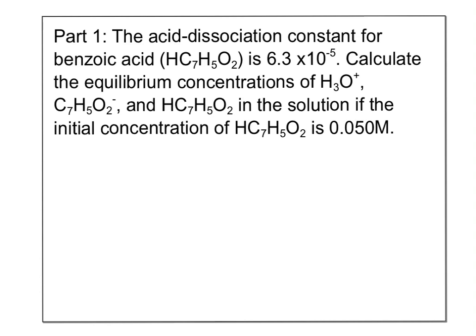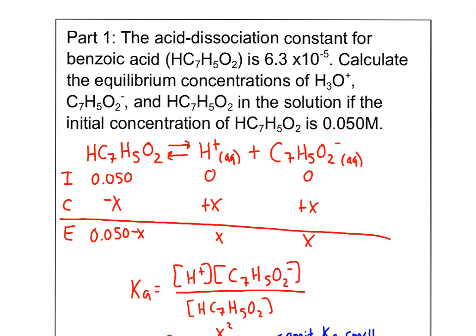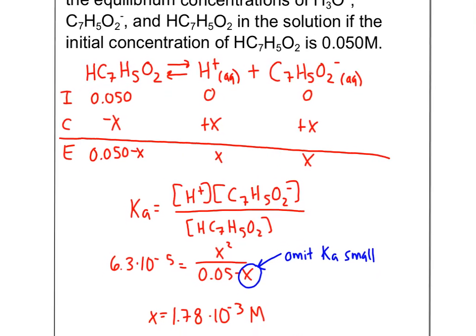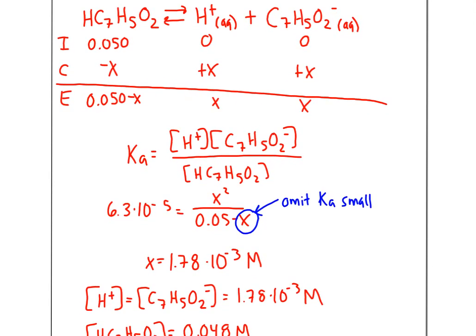All right, this is a multi-part problem. The acid dissociation constant is Ka, so this is Ka. I want to know equilibrium concentrations, and that's it. And they gave me the initial, the starting molarity. So first step, always write the reaction. I wrote the acid breaking apart. I set up my ice table with the starting values. I wrote my Ka expression, and we know what Ka is, so I solve for X.